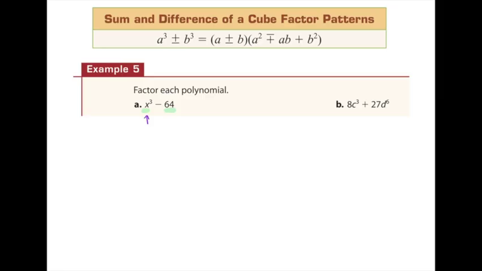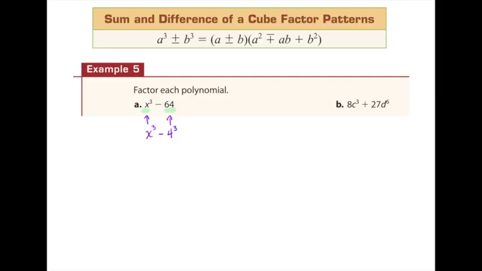Well, the cubed root of x cubed is just x. The cubed root of 64 is 4. So those are the a's and b's that we're going to use to plug in. This is the same thing as saying x cubed minus 4 cubed. That's x cubed minus 64.